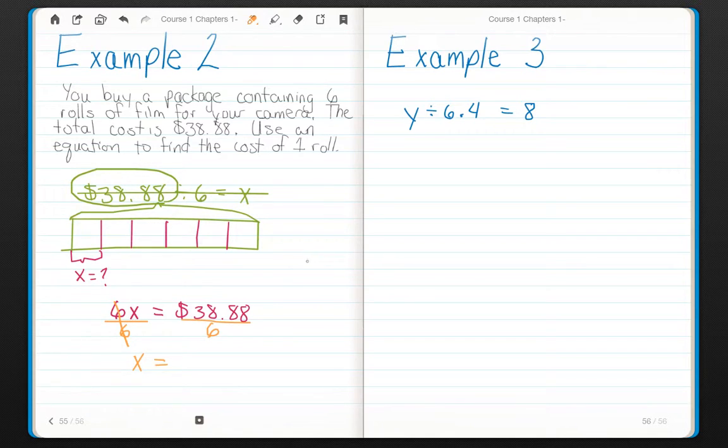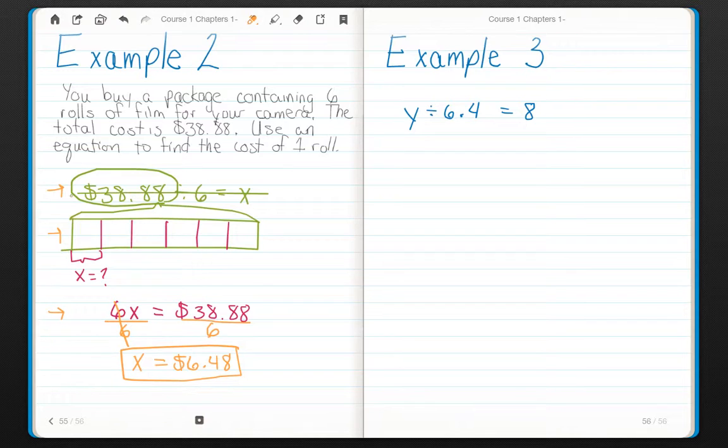So go over to your scratch paper, $38.88 divided by 6, and we end up with $6.48. So each roll of film costs $6.48. When you have word problems, try and write an equation like this where you have to solve for your variable. If you struggle, try a bar model. If all you can come up with is the basic equation, that's fine. Solve word problems any way you can, okay?